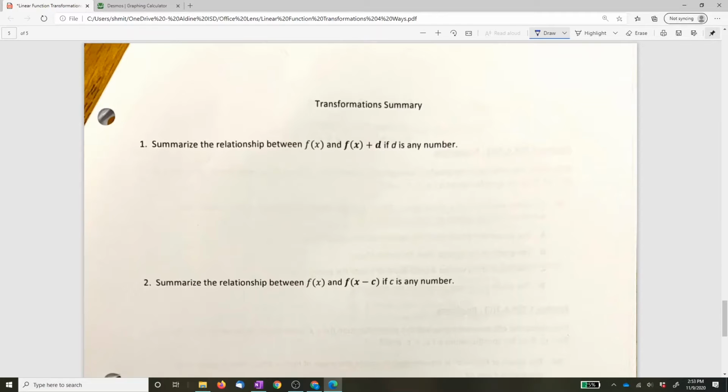Okay, if you're down here, then you better have already done all of your examples for today, because here's the summary for this whole lesson about transformations.